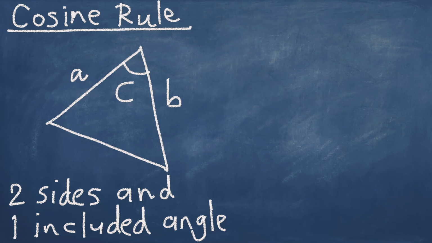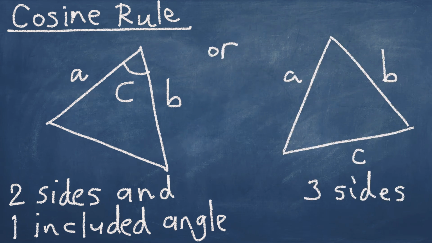In today's video we're going to talk about the cosine rule. If you have two sides and one included angle, this included angle is where the two sides meet, this is when we use the cosine rule. Or the other case, when you have all three sides given and no angle given, this is also when we apply the cosine rule.